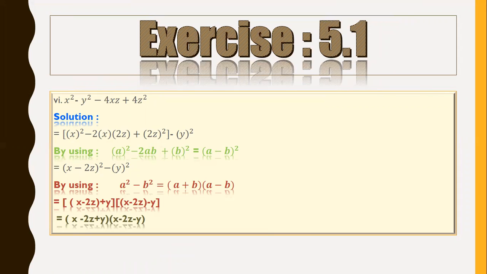Now the first three terms, when we combine them and apply the formula, will become x minus 2z whole square and minus y square. A plus b into a minus b: x minus 2z plus y and x minus 2z minus y. After opening the bracket, we have x minus 2z plus y, x minus 2z minus y.